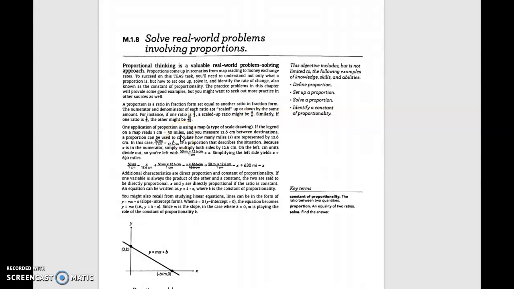An example would be this. If 1 centimeter is equal to 50 miles, and we measure 12.6 centimeters between two destinations, we want to know how far we would have to travel. So we set up one side of our proportion as one fraction: 50 miles over 1 centimeter, and we're going to have that equal to x miles over 12.6 centimeters. This is our proportion. It describes the situation that we've got here.